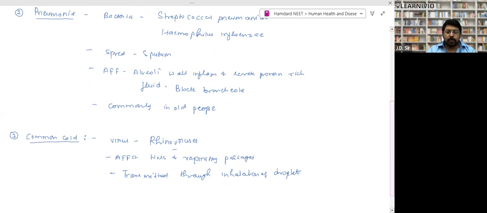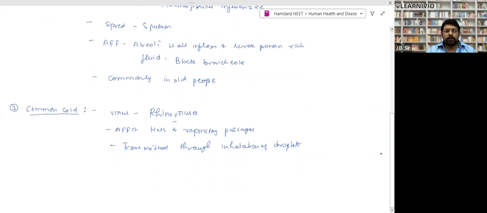The next disease is the common cold. The common cold, which frequently happens to you and me, is a common disease. It takes place through rhinovirus. It affects the nose and respiratory passages, not the lungs. Nose and respiratory passage means up to here. It is transmitted through inhalation of droplets, when somebody is sneezing and all that. That's how it is transmitted. Rhinovirus.